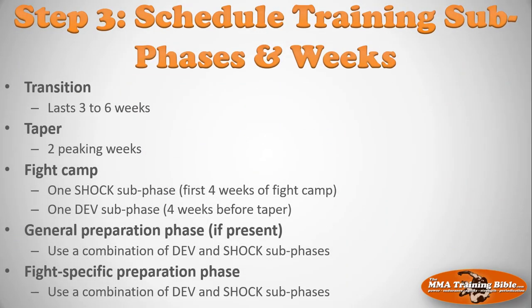Okay, so now it's time to work on our individualized fight plans. We're going to take you through this workshop, so make sure that you have yours handy. So first, our approach here is we're going to schedule subphases for the transition, which should last 3 to 6 weeks. Next, we'll schedule the taper subphase, which features 2 peaking weeks. Then we'll schedule the fight camp subphase, which always features a shock subphase over the first 4 weeks of the fight camp, followed by 1 developmental subphase over the 4 weeks before the taper.